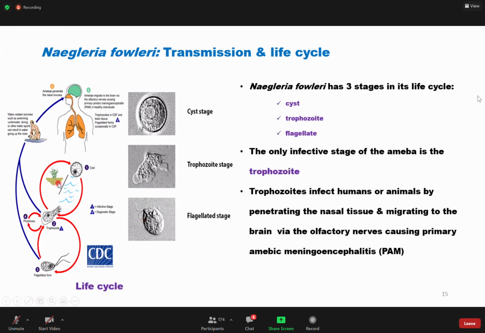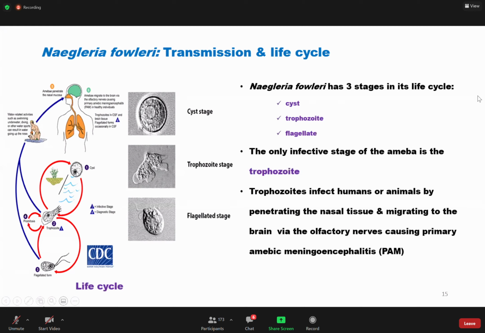Now, how do we get infected? When we go for water-related activities such as swimming, diving underwater, then we can have water being forced up the nose. And that's what the organism wants. You've given it access. Since it's a motile organism, the trophozoite is motile, it will find its way into the brain, and then it's going to cause an infection.